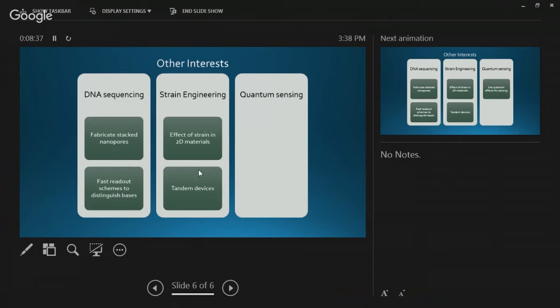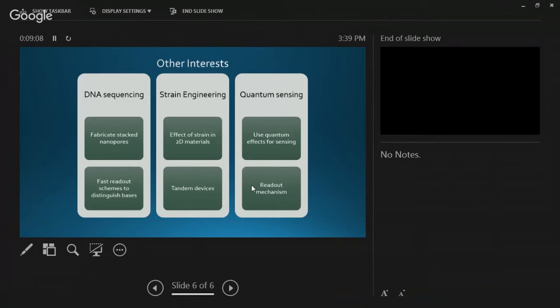Okay. Another thing that we are interested in is how do we use quantum effects in doing sensing, right? So for instance, a SQUID is a very well-known example of sensing where you're using the quantum effect to do sensing. We are trying to ask what quantum effects can be used for sensing, especially when you can couple an NEMS device to it.